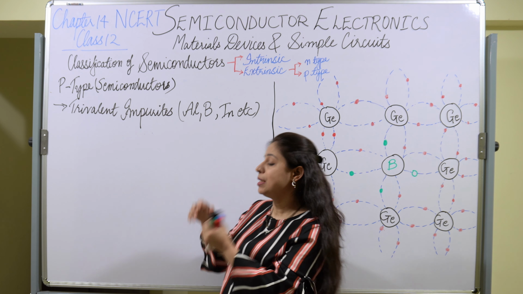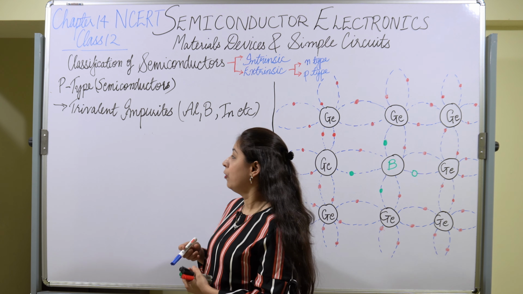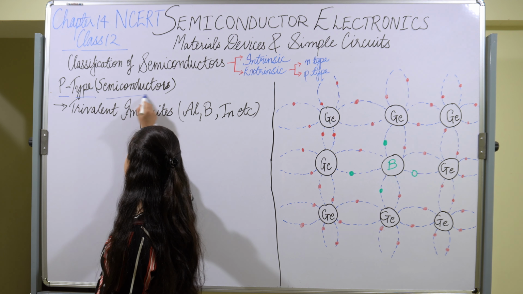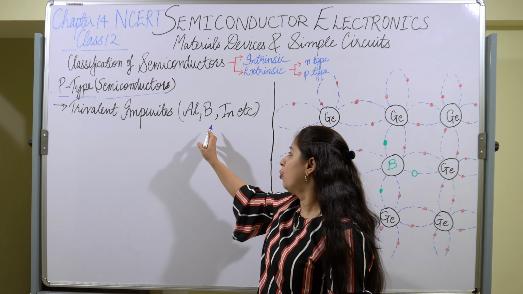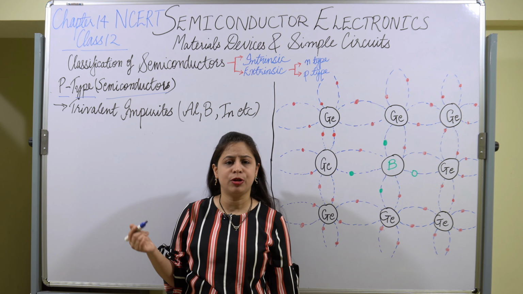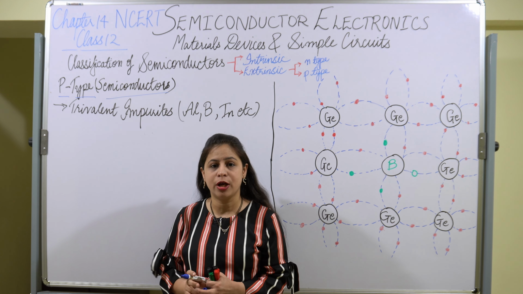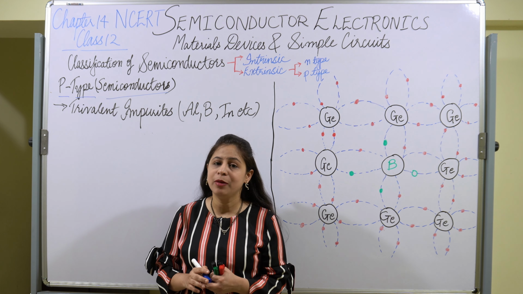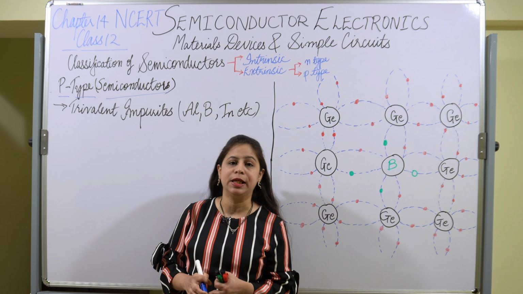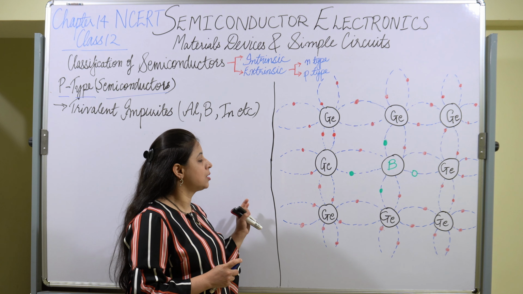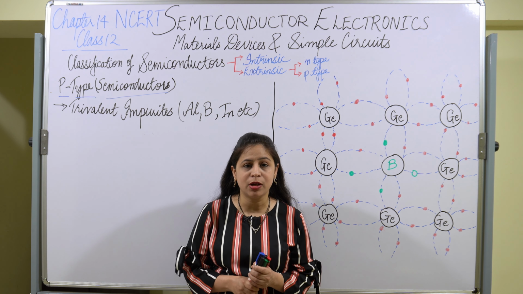So in this p-type semiconductor, we will be adding trivalent impurities. Trivalent impurities can be aluminium, boron, indium, any of the impurities having valency 3, meaning the outermost shell of that atom has 3 electrons only. So it has the valency 3. Let us start with the p-type semiconductor.